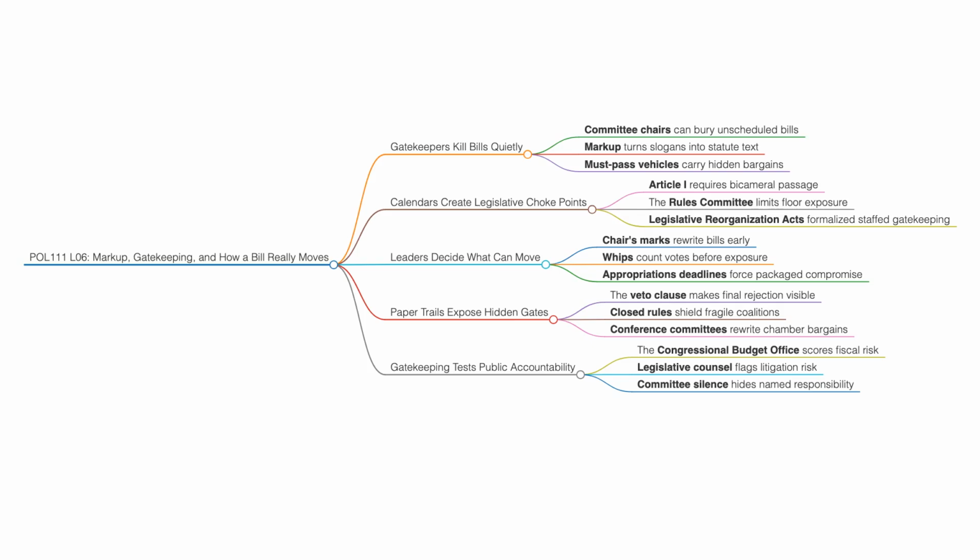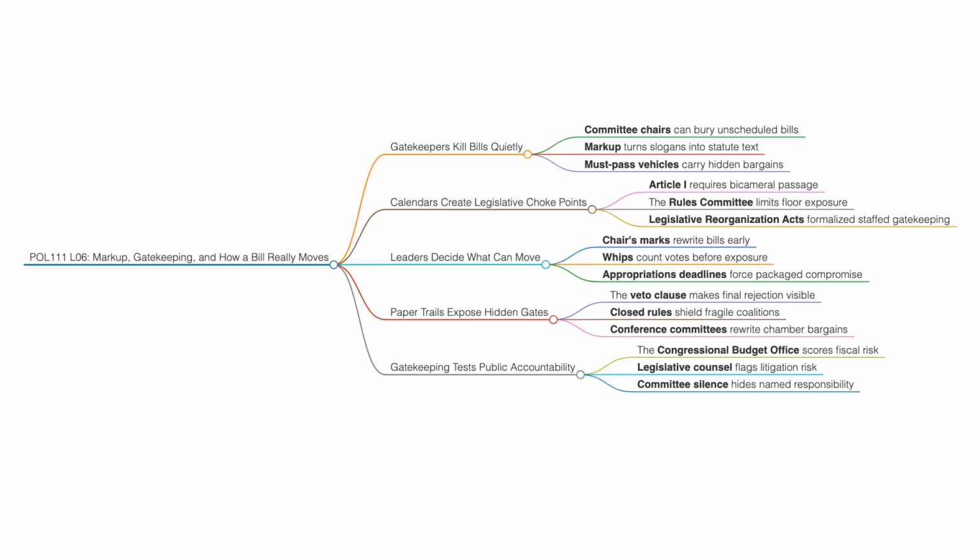A member introduces a bill. A committee reviews it. The House and Senate vote. The president signs it. The chart is tidy, constitutional, and misleading. It describes the official route without explaining the gatekeepers who decide which proposals will move, which proposals will wait, which proposals will change shape, and which proposals will disappear without a clean recorded death.